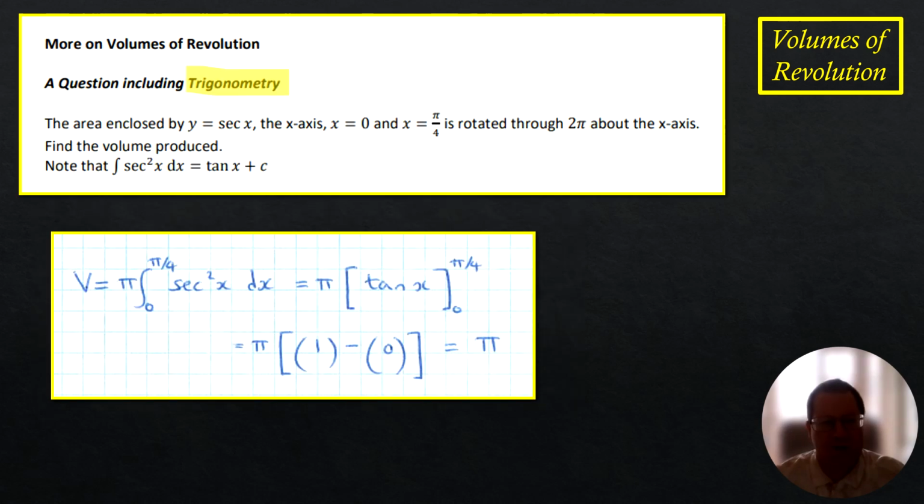Here's a very basic example on trigonometry where y equals sec x. Again, we're going around the x-axis between 0 and pi over 4. Again, we need to square y, so that's sec squared x, which you should already know has an integral of tan x, but it's also there to remind you. And then we're substituting pi over 4 and 0 into there, which gives us 1 and 0. So that's 1 take 0, which is 1, multiplied by the pi on the front, and the answer is pi.